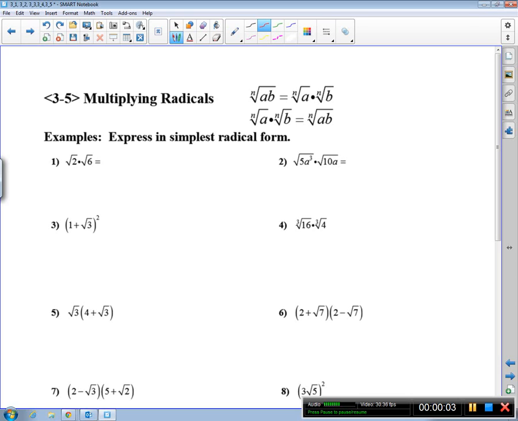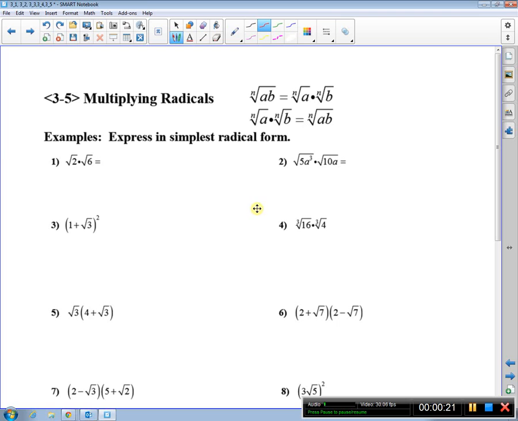Yesterday we added and subtracted radical expressions. Today we're multiplying radicals. And it's only this page of problems and notes, so this will be quick. First of all, a couple of rules.